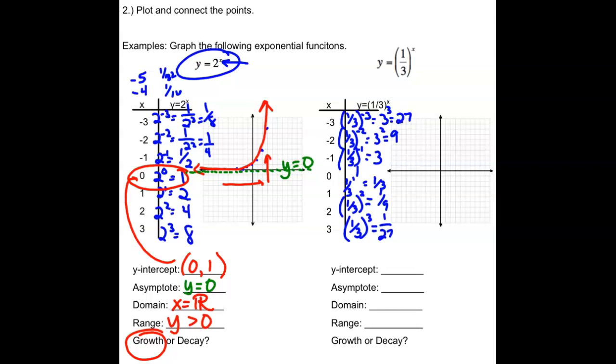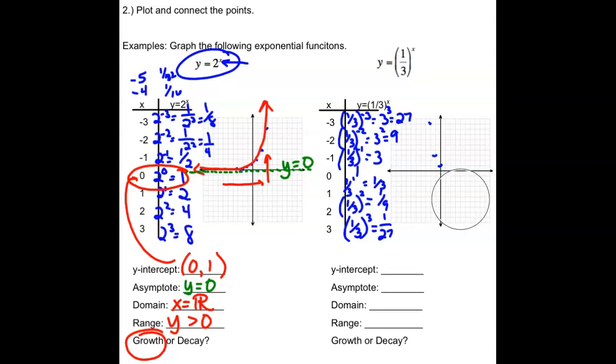When x is -3, we are way up at 27, which is off my graph, and I'm going to have enough other points that I don't actually have to use that one. At -2 for x, I am up here at 9. At -1, I'm up at 3. At 0, I'm at 1. At 1, I'm at 1/3. And then I'm at 1/9, and then 1/27.